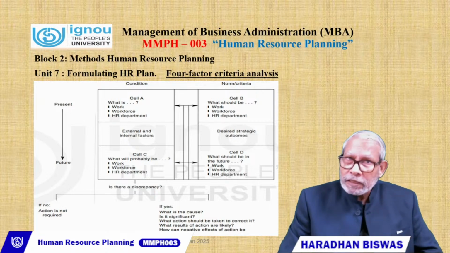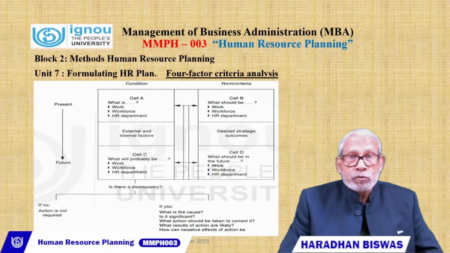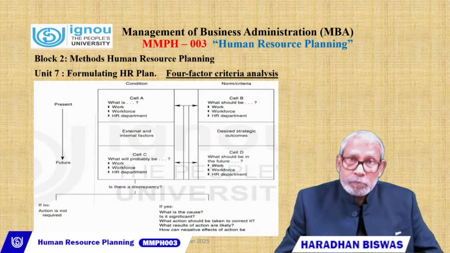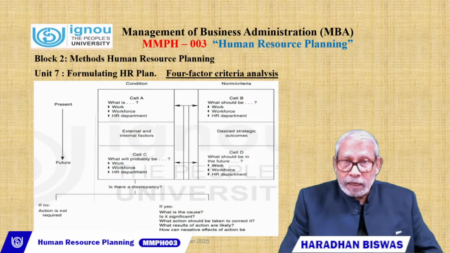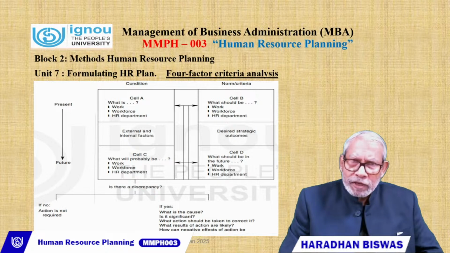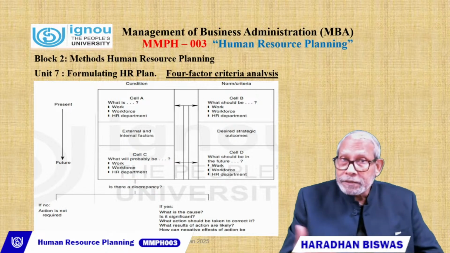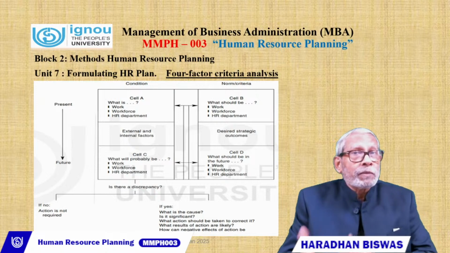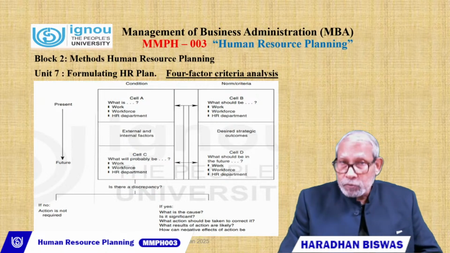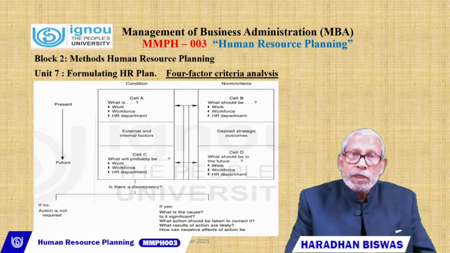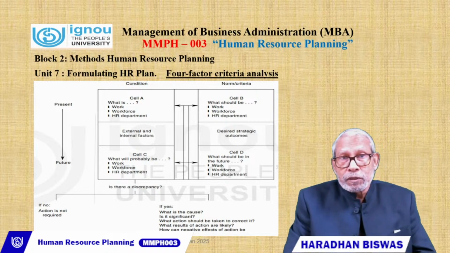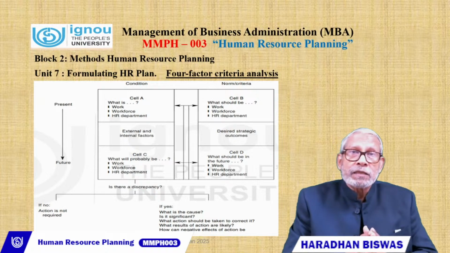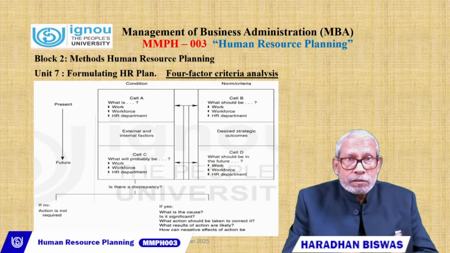Then coming to the final quadrant, quadrant number 4, cell D. What should be the future? Means you have to decide in a futuristic way. Again, if I recruit, if I proceed with these things, after 6 months will I get the result or not, or what are my expectations? What is the expectation from the organization, and what are the expectations from the employees? That has to be finalized and foreseen. So this is the way to go.